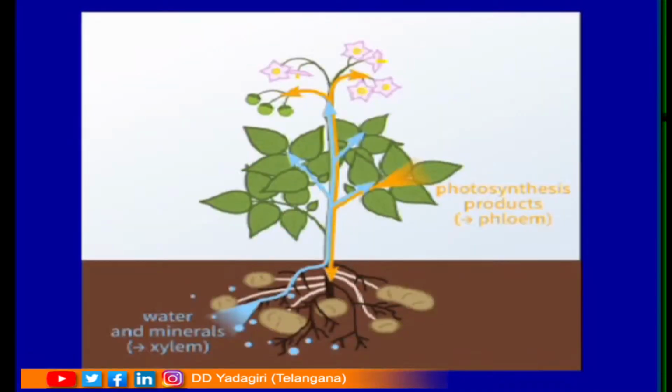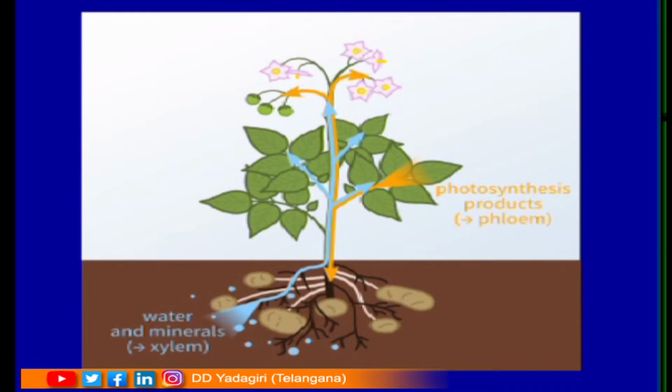Children, you can see how the transportation is taking place in plant. Here you see the water and minerals which are present in the soil are absorbed through the roots, that is with the help of a tissue called as xylem. So, this xylem which is present in the root is helping in absorbing the water and minerals from the soil.